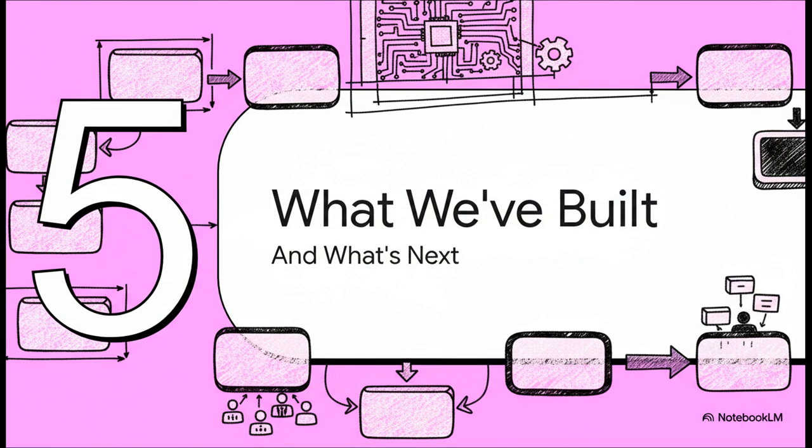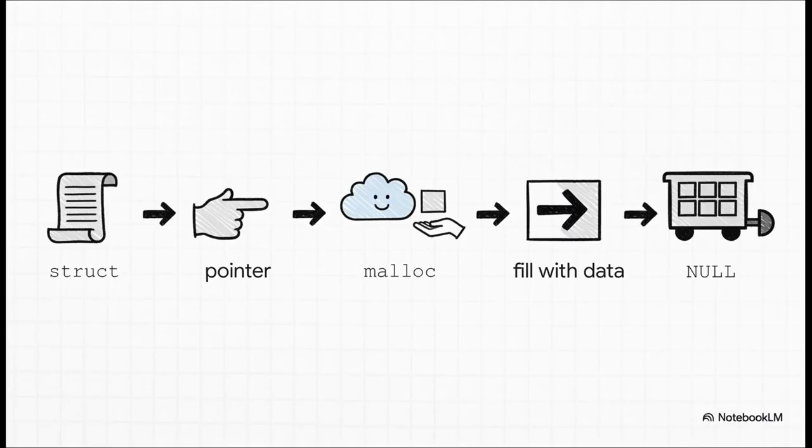Let's do a quick recap of everything we just managed to accomplish. So we started with a struct to act as our blueprint. We made a pointer to be our handle, to keep track of it. We used malloc to actually ask for memory and build the node. Then we used that cool little arrow operator to load its data and set its link to null, officially making it the end of our very, very short one-car train.